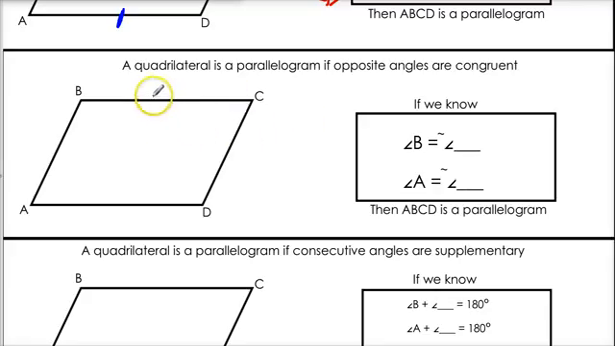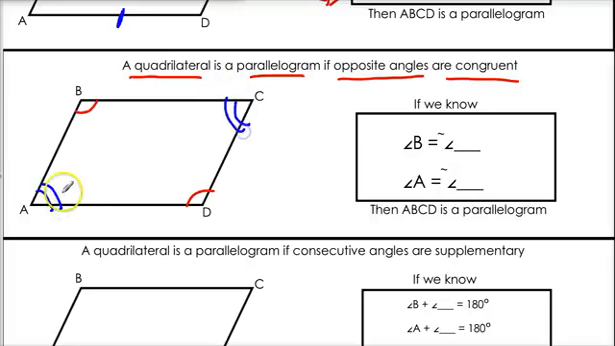A quadrilateral is a parallelogram if opposite angles are congruent as well. So let's say B and D are congruent to each other, so those are opposite angles, they're across from each other, and A and C are congruent to each other. Then this would be a parallelogram because opposite angles are congruent. So if I know angle B is congruent to angle D and angle A is congruent to angle C, then I know that this is a parallelogram because opposite angles are congruent.